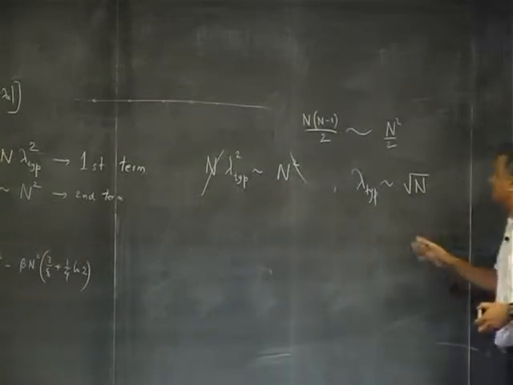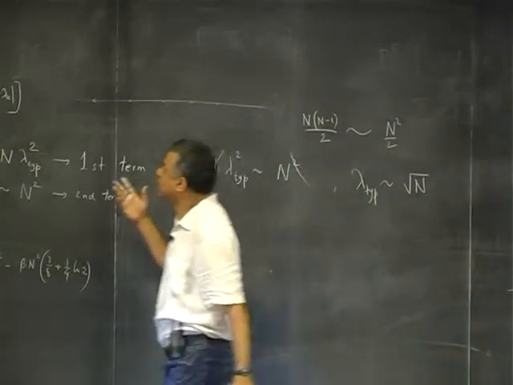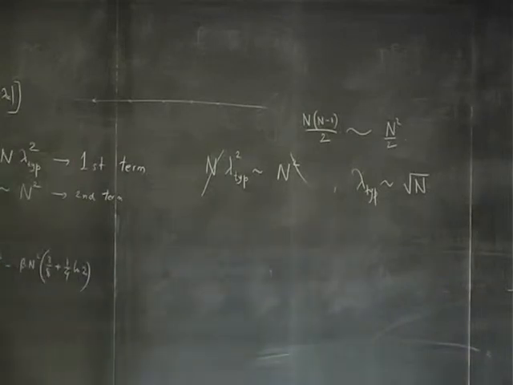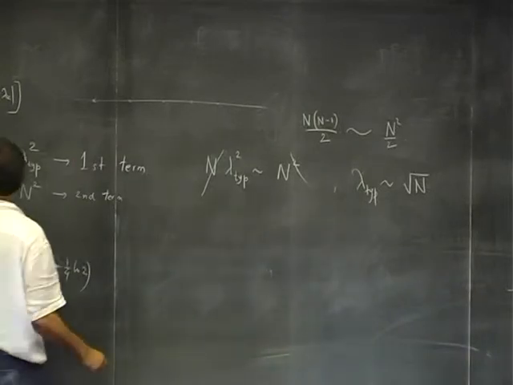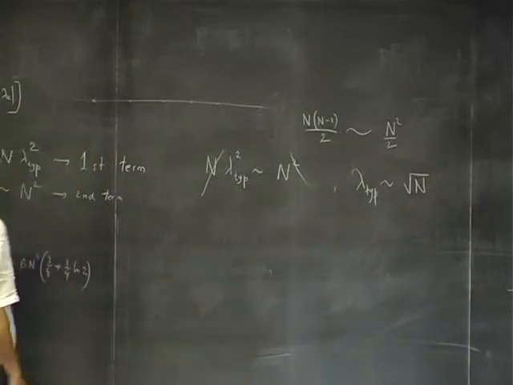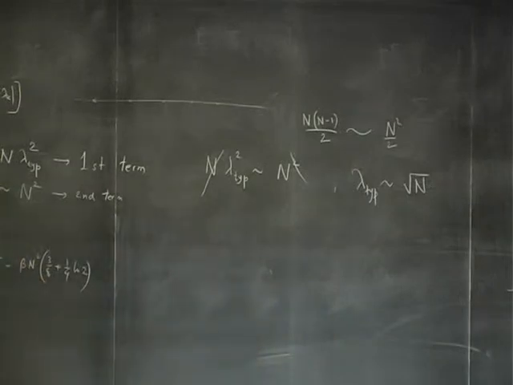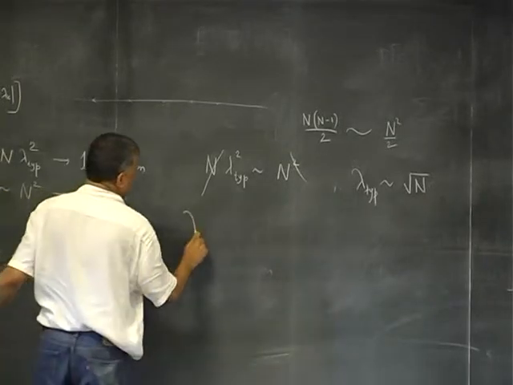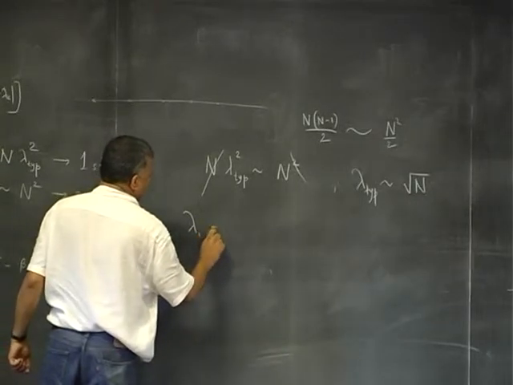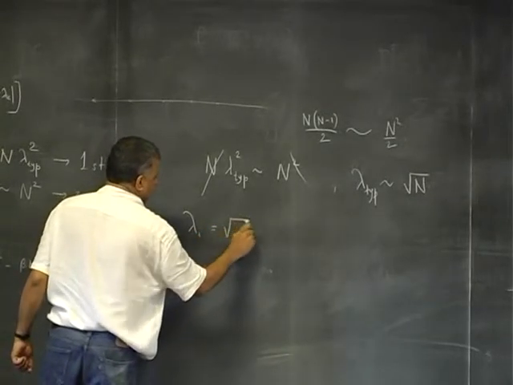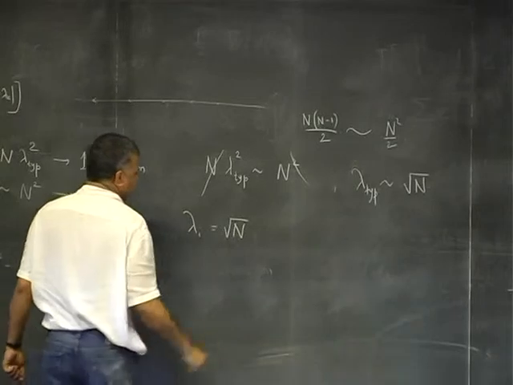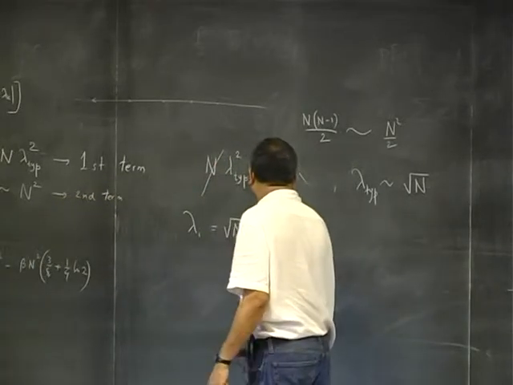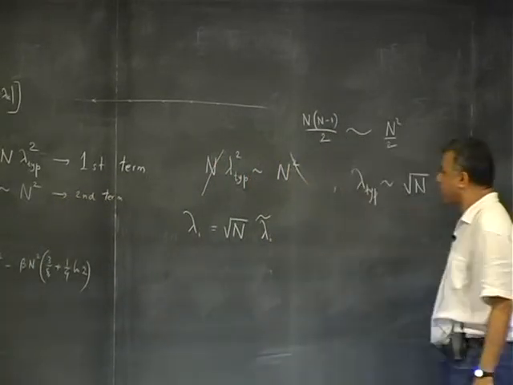Okay? So one thing that people do is that because it's scaling like square root of n, right in the beginning I know that it's a square root of n. So if I want to work in the convention that lambda typical is of order 1, what I should do is to rescale these lambdas. Okay? So I can call this lambda I, because it's of order square root of n, I can define a new set of variables, lambda I twiddle. Okay?